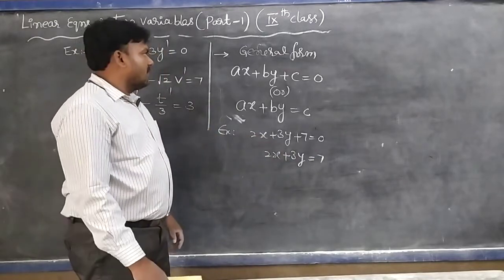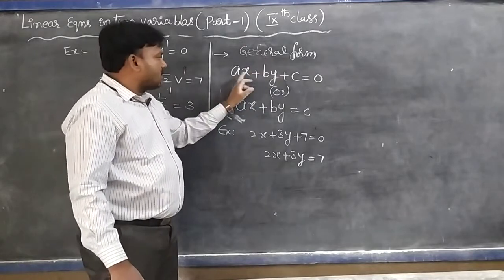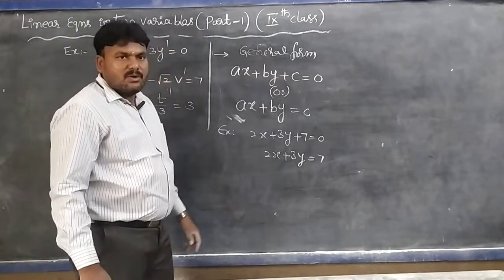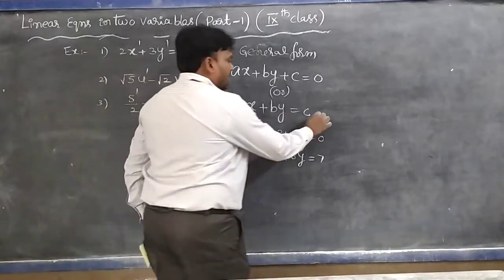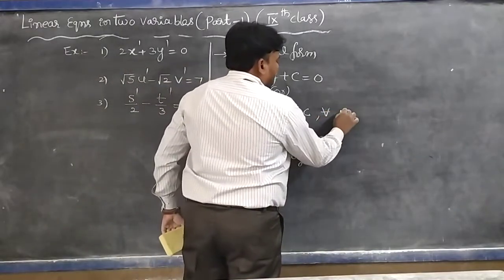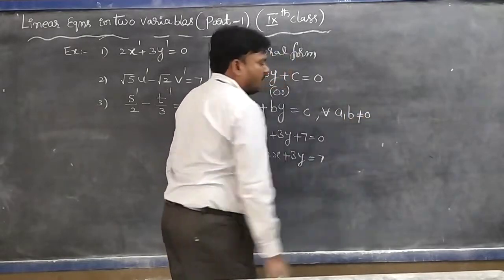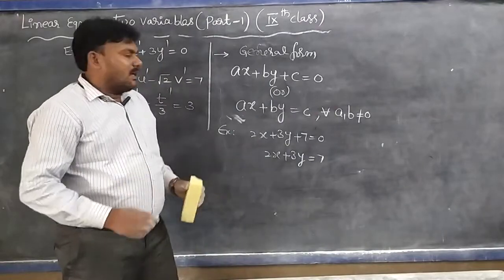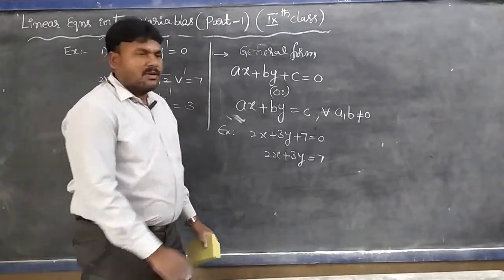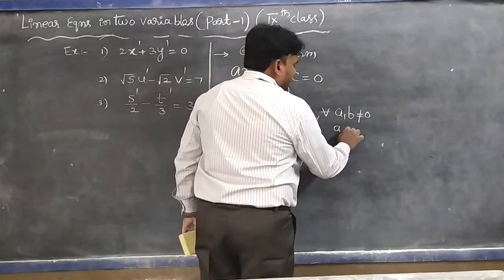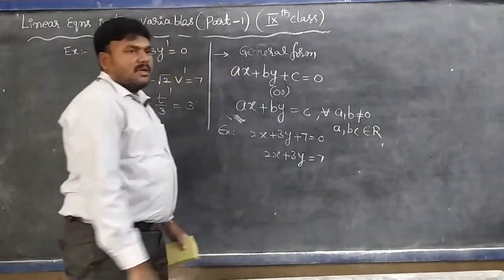Okay, students, observe. The general form of a linear equation in two variables is ax plus by plus c equal to 0, or ax plus by equal to c, where the condition is that a, b simultaneously are not equal to 0. Simultaneously means at a time. a, b is not equal to 0, and again a, b, c belong to R, real numbers.